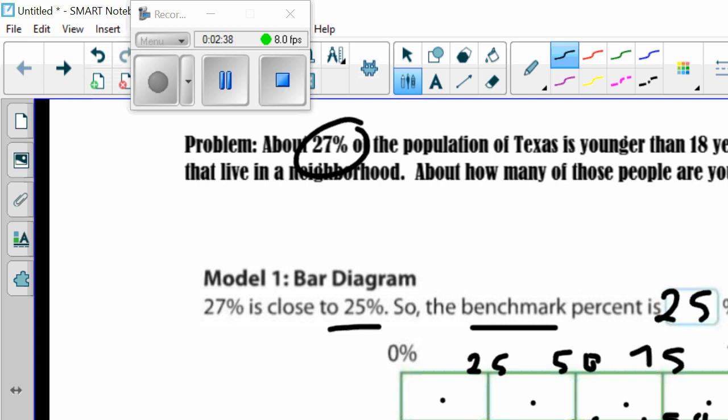So if each piece is 50, I'm going to look at this 25%, and this 25% corresponds to this 50 that is right here. So about 50 people in the neighborhood are younger than 18 years old. Okay?